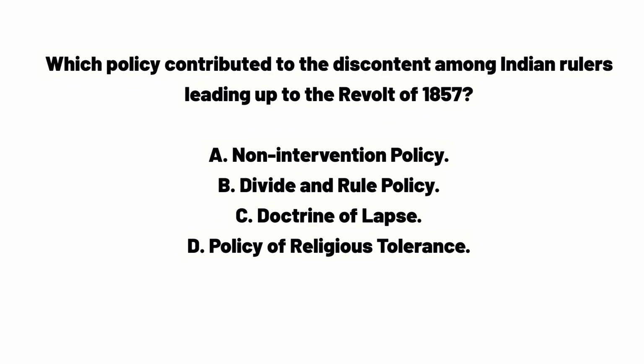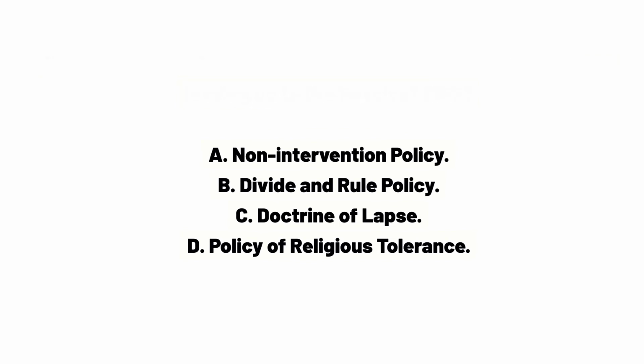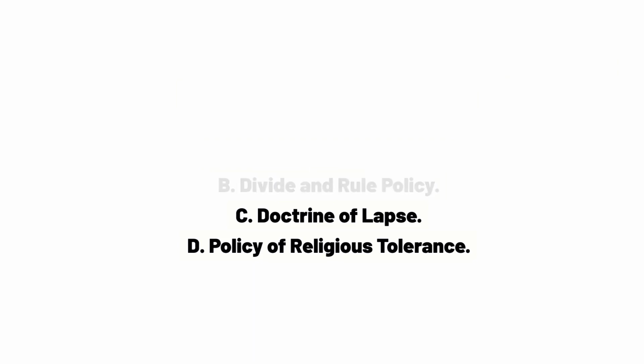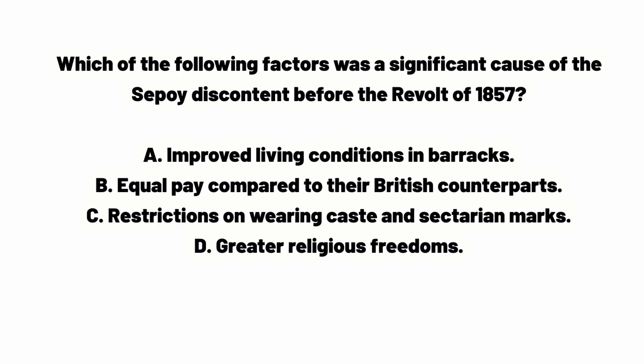Which policy contributed to the discontent among Indian rulers leading up to the revolt of 1857? A. Non-intervention policy. B. Divide and rule policy. C. Doctrine of lapse. D. Policy of religious tolerance. Answer. C. Doctrine of lapse.